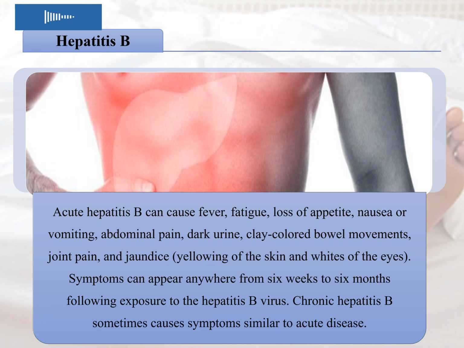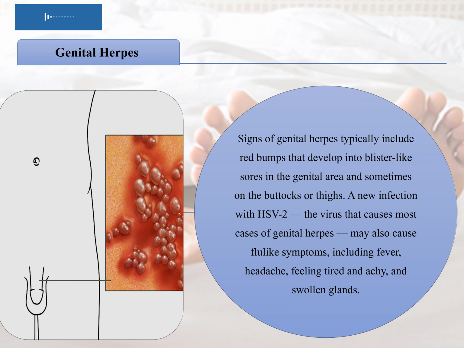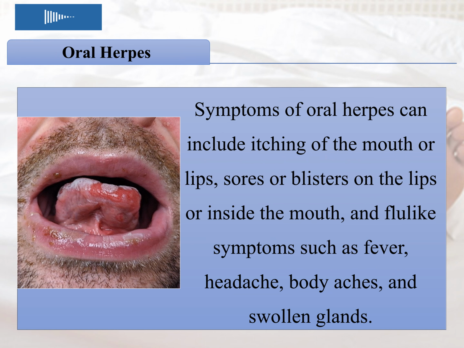Acute hepatitis B can cause fever, fatigue, loss of appetite, nausea or vomiting, abdominal pain, dark urine, clay-colored bowel movement, joint pain, and jaundice. Symptoms can appear anywhere from 6 weeks to 6 months following exposure to the hepatitis B virus. Signs of genital herpes typically include red bumps that develop into blister-like sores in the genital area and sometimes on the buttocks or thigh. Symptoms of oral herpes can include itching of the mouth or lips, sores or blisters on the lips or inside the mouth, and flu-like symptoms.